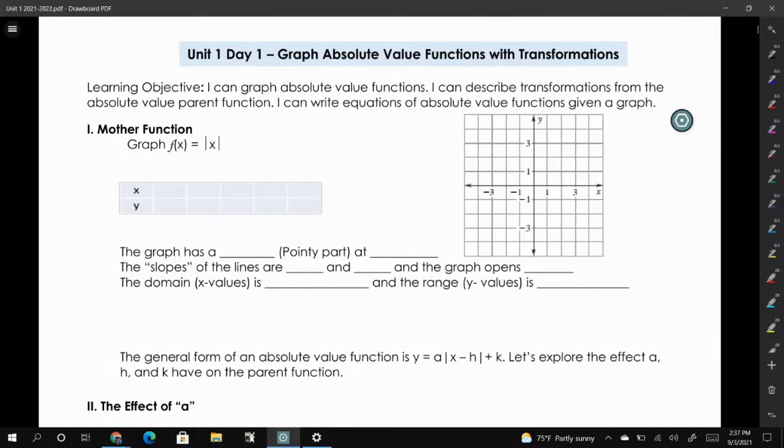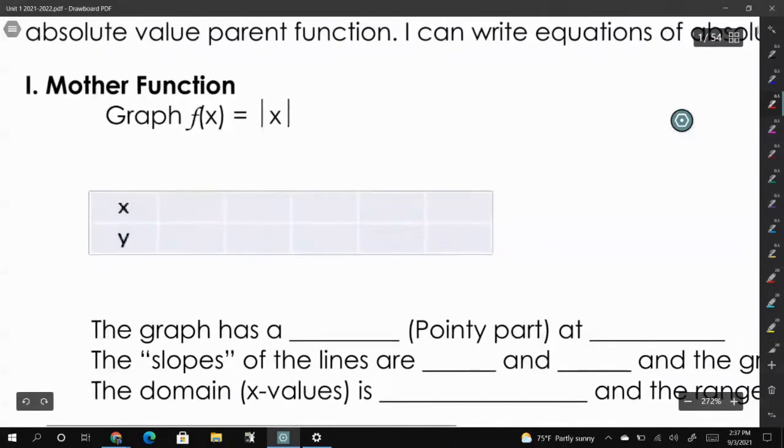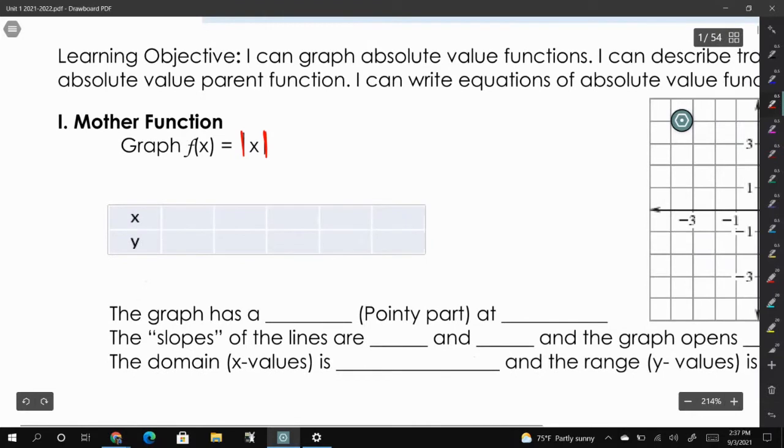So let's look at this function called an absolute value function, and it's an absolute value function because these bars right here are absolute value bars. And you might remember from Algebra 1 that the absolute value of a number is how far away a number is from 0. So the absolute value of 3 is 3, and the absolute value of -3 is also 3, because the distance from -3 to 0 on a number line is 3.